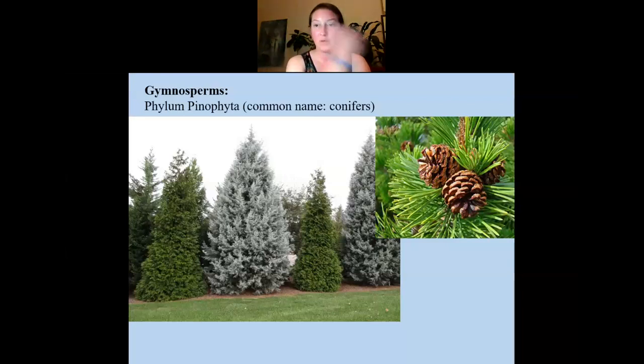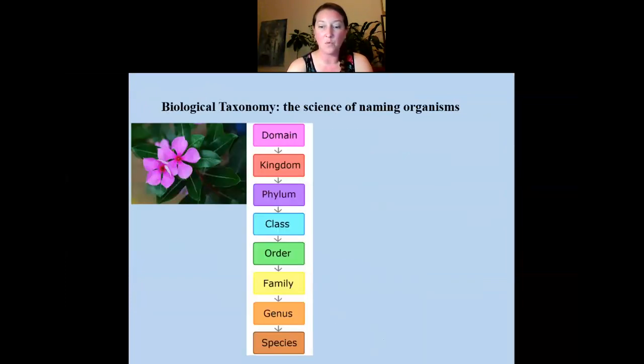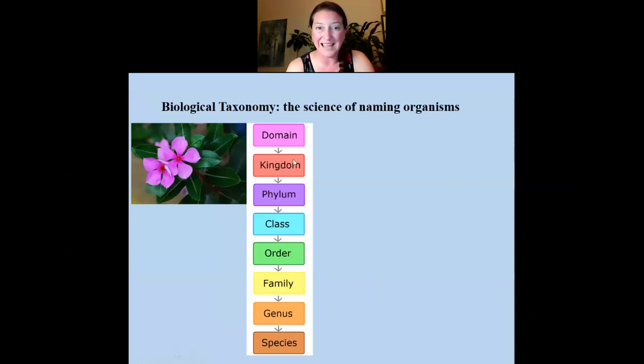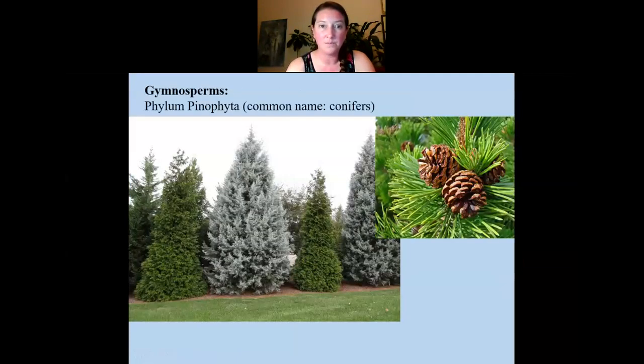And as I said, when I looked at the plant kingdom tree, we're going to look at conifers. Conifers are in the phylum Pinophyta. Just so you don't get scared, let's go back. What is phylum? Phylum is this thing here. So the plant kingdom, and then you have phylum underneath that. So in the phylum Pinophyta is the conifers.